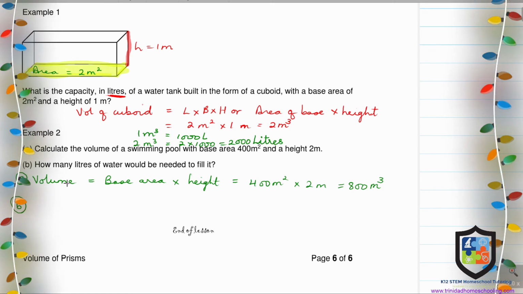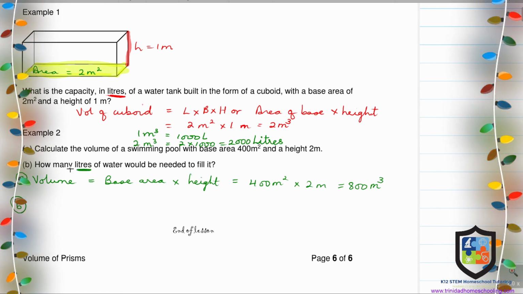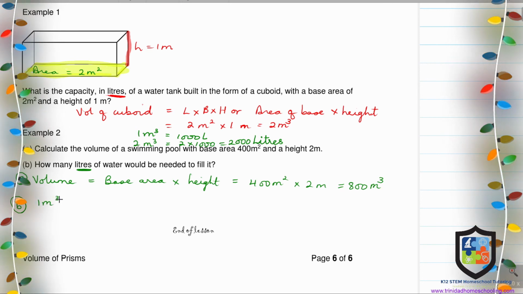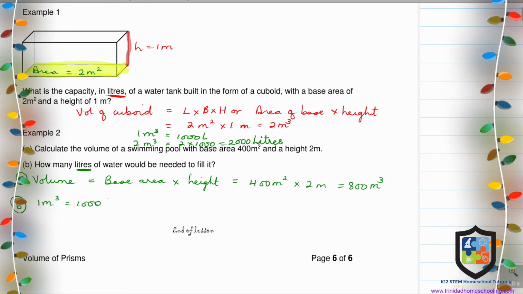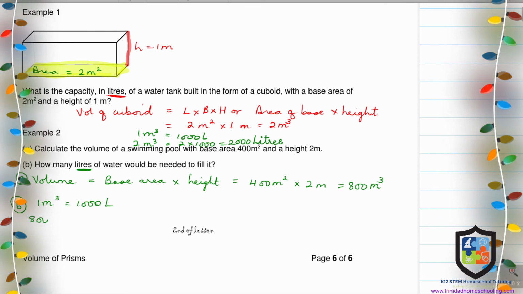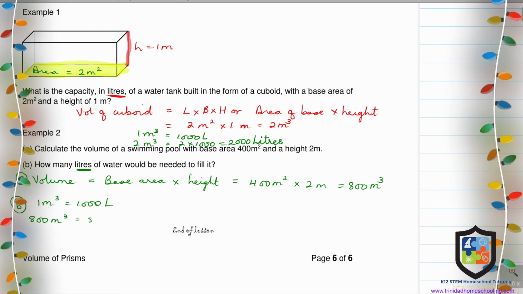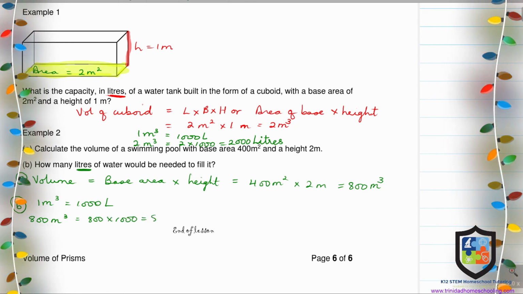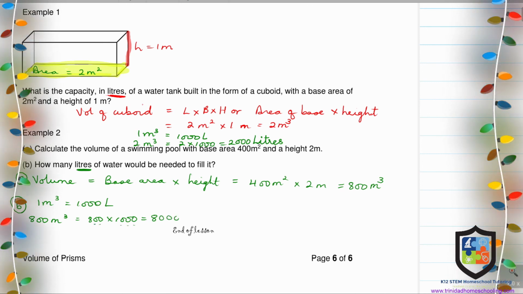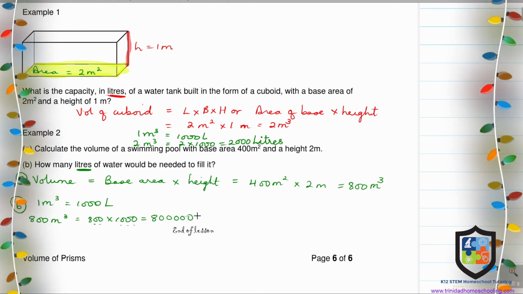Part B, how many liters of water, so they're asking for the capacity, would be needed to fill it? We said 1 meter cubed is equal to 1,000 liters. So 800 meters cubed is going to be 800 times 1,000, which is 8 with 5 zeros behind it. Liters.